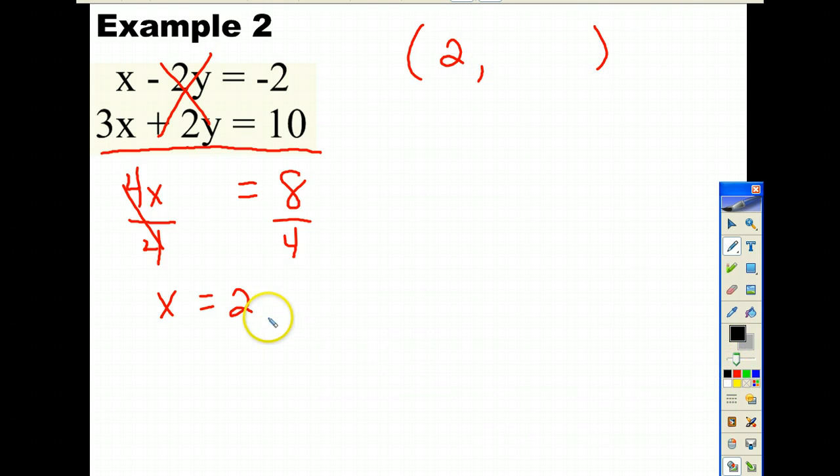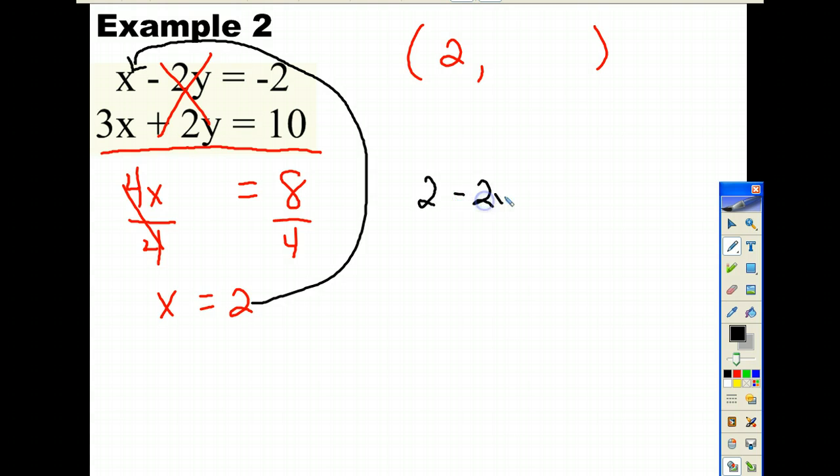So now we're going to take that 2, and again, you can pick either equation up top that you want and plug it back in. Since this is just x by itself, I'm going to plug it in there. And so what I would have is 2 minus 2y equals negative 2. So again, we're down to just one variable. We've got a linear equation with one variable, so we can solve.